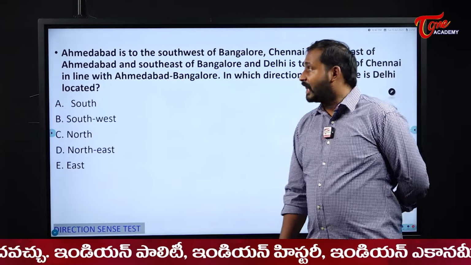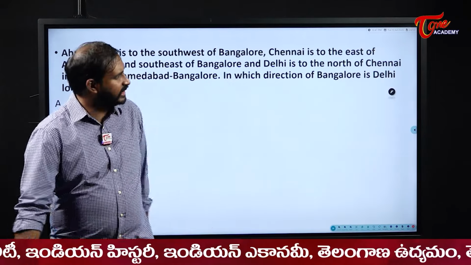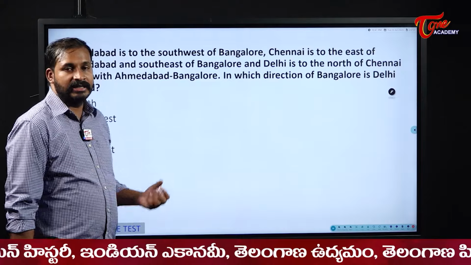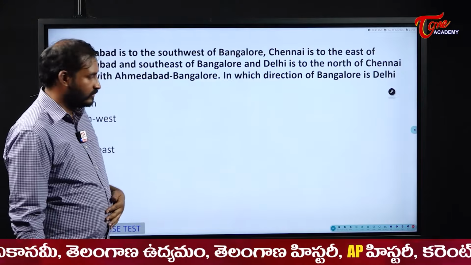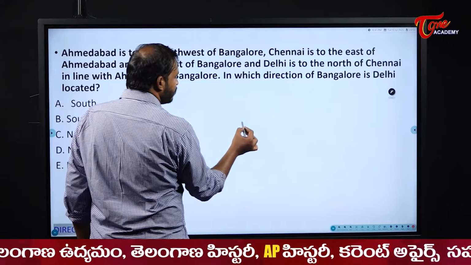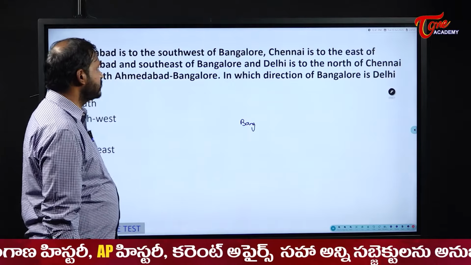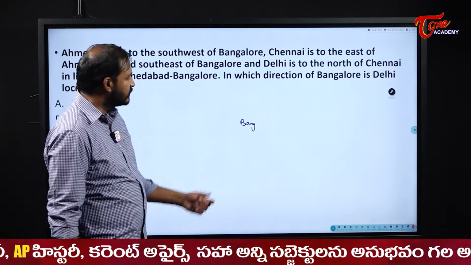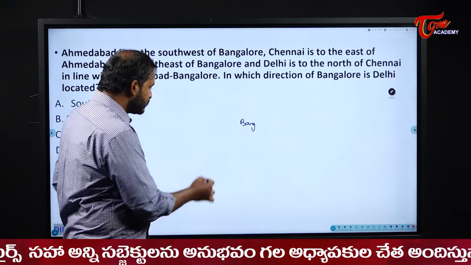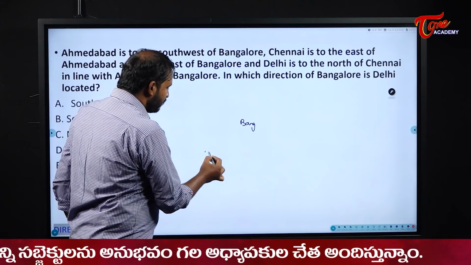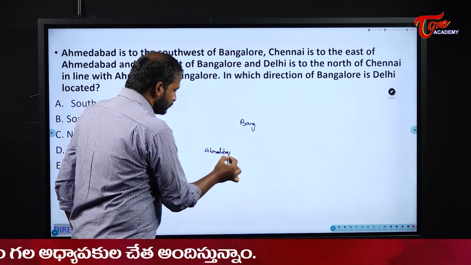Next question. Ahmedabad is to the southwest of Bangalore. This is very, very important. This is a little bit different from the questions which we have solved till now. Ahmedabad is to the southwest of Bangalore. If I assume Bangalore is here, Ahmedabad is to its southwest. Southwest means where should I write? Where is the southwest for me here? This is southwest, right? So Ahmedabad will be somewhere here.